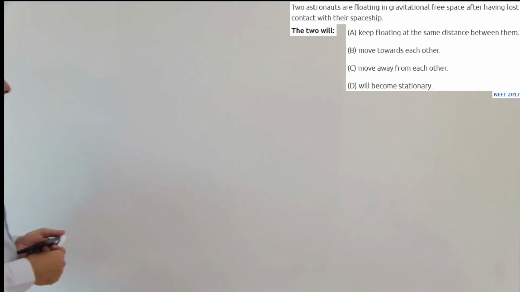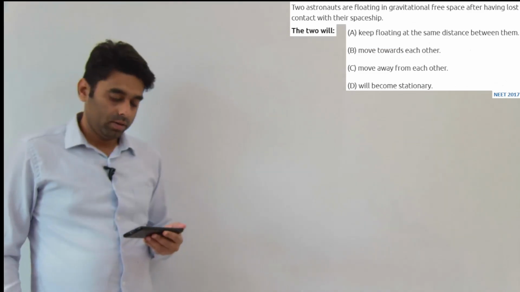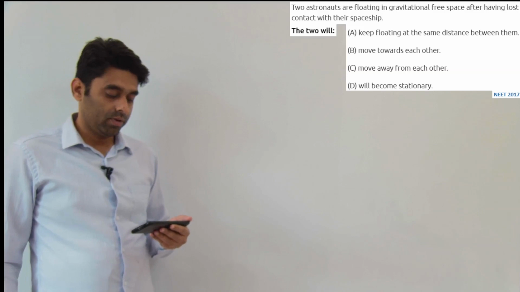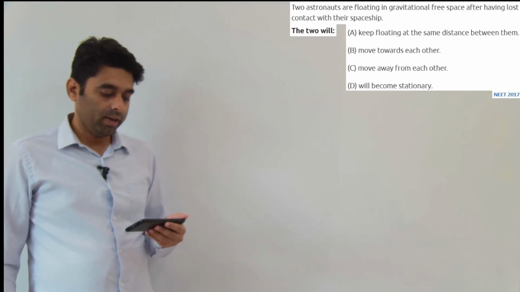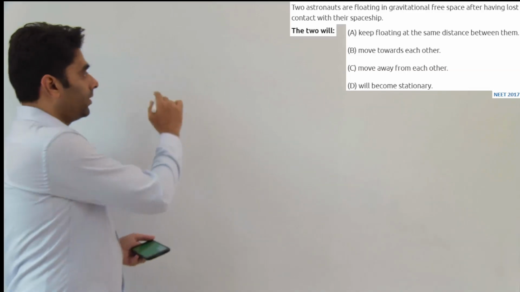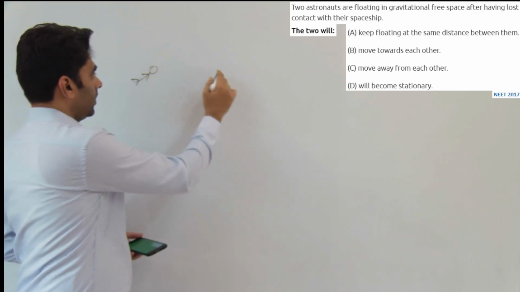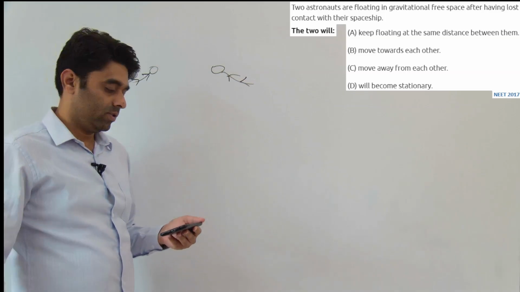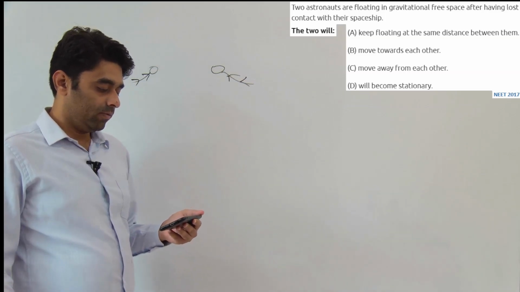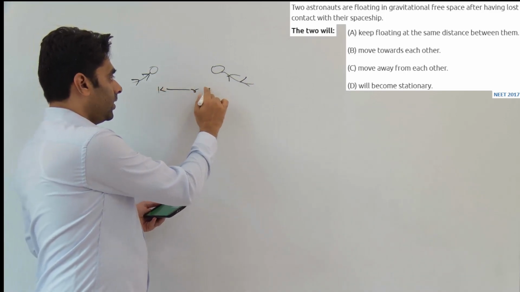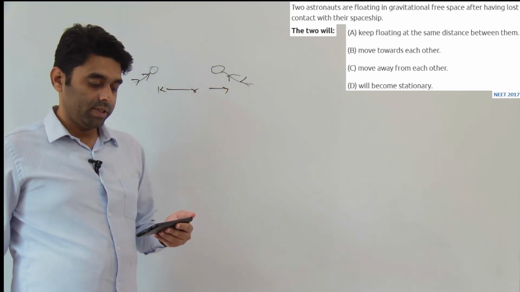So next we have a theoretical question. It is from 2017. Two astronauts are floating in gravitational free space after having lost contact with their spaceship. The two will: four options are given to you. Keep floating at the same distance between them; second is move towards each other; third is move away from each other; fourth, will become stationary.